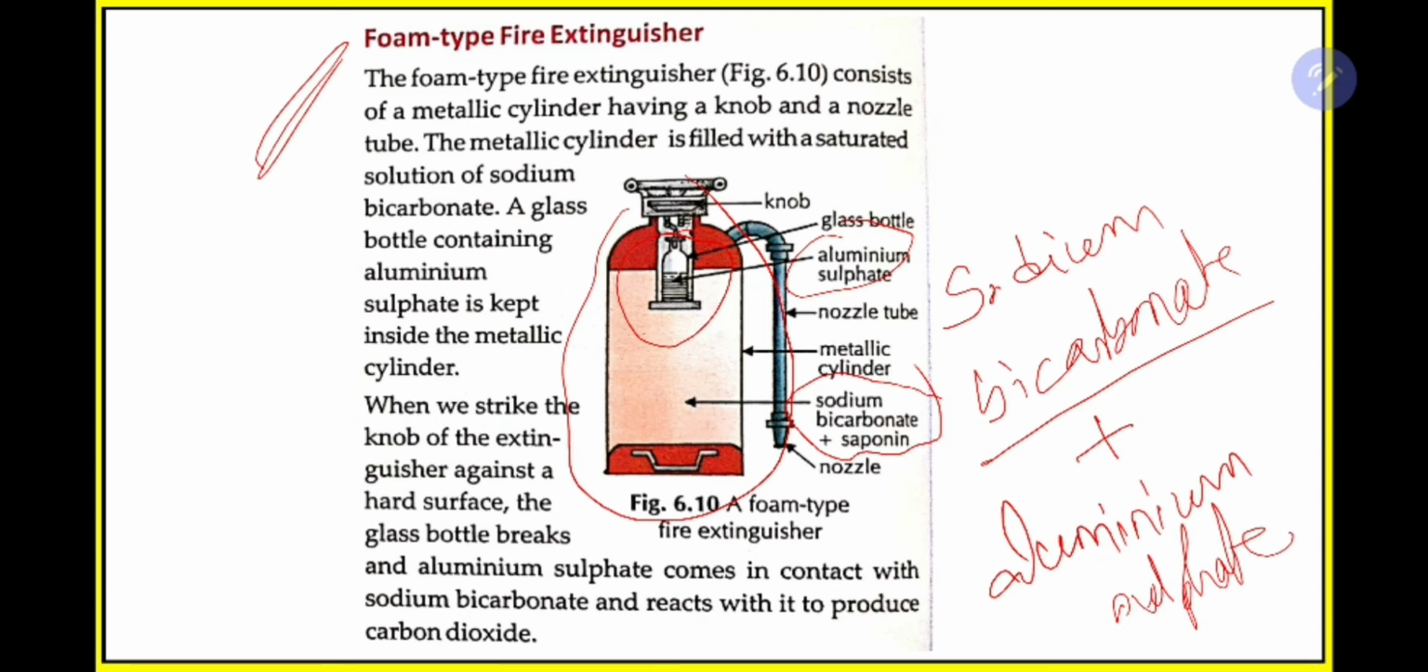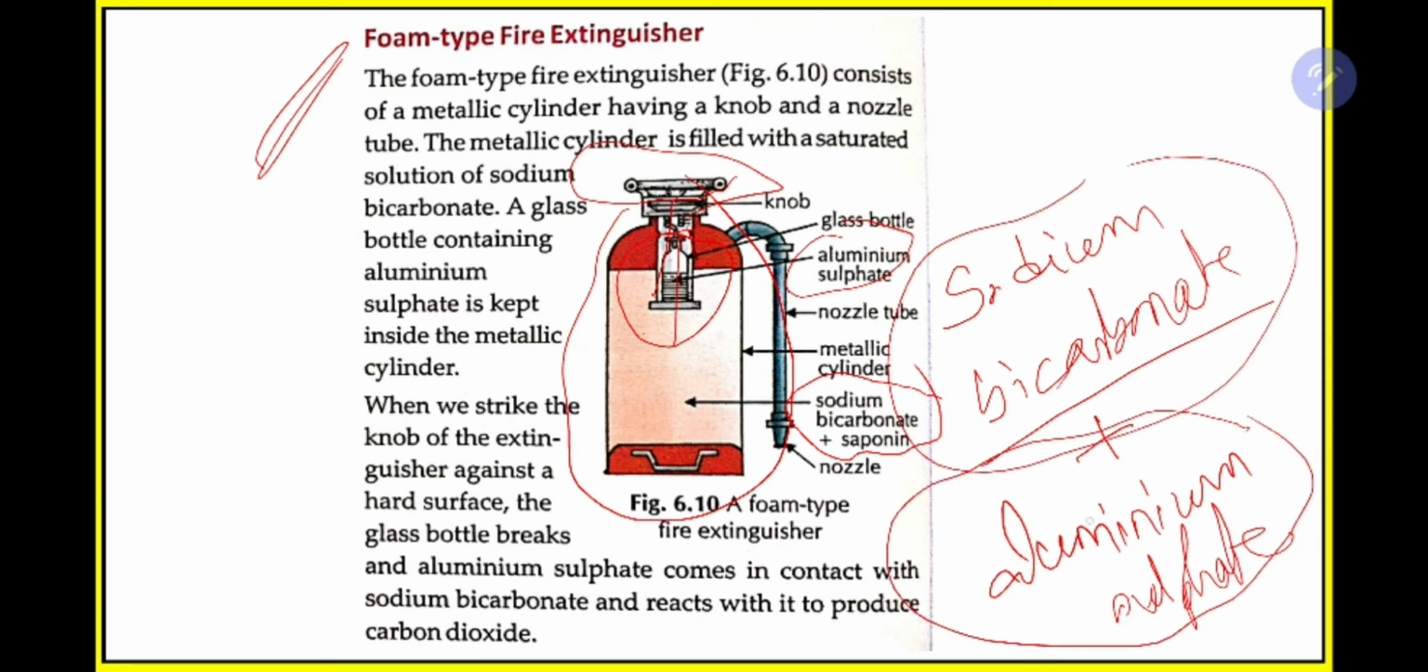When there is a fire, what will happen? This metallic knob will open. After opening it, it will press this glass bottle, and this glass bottle will break. Once the glass bottle breaks, all the aluminum sulfate present in this bottle will mix with the sodium carbonate, and these two are chemicals.